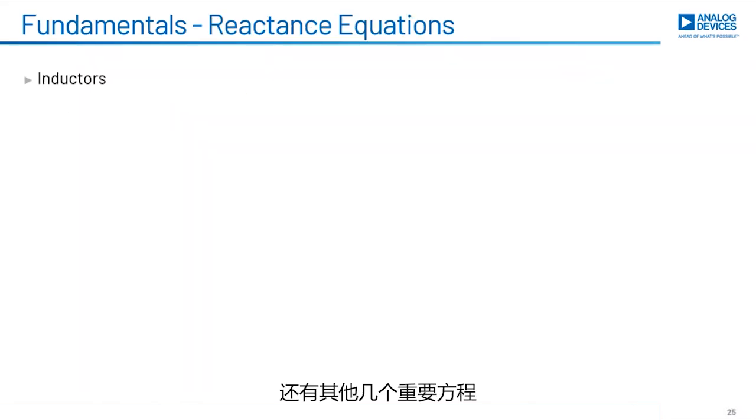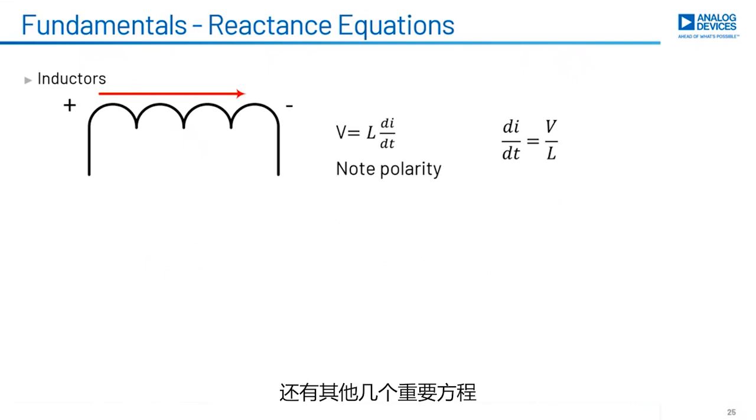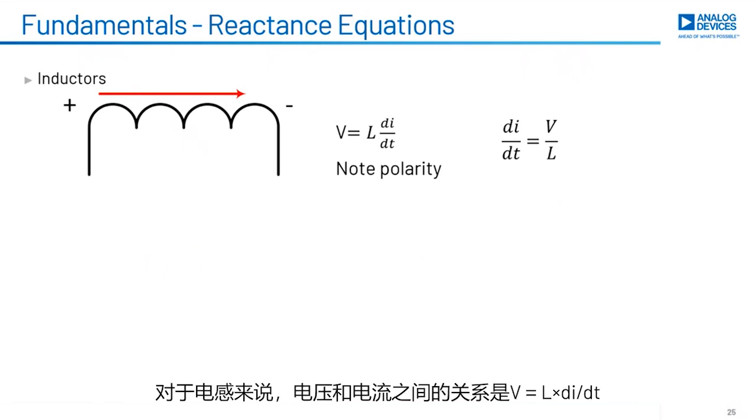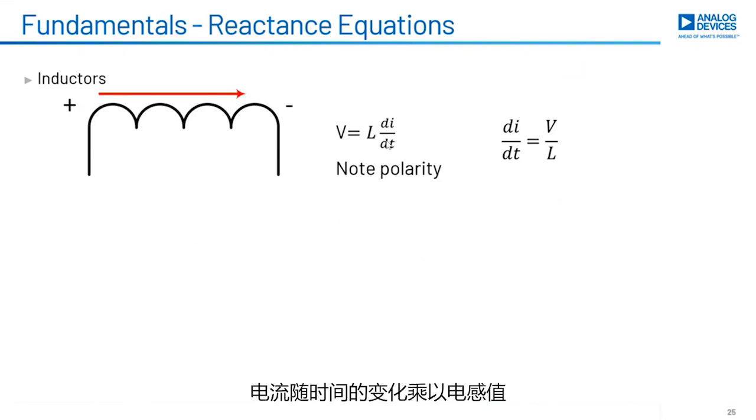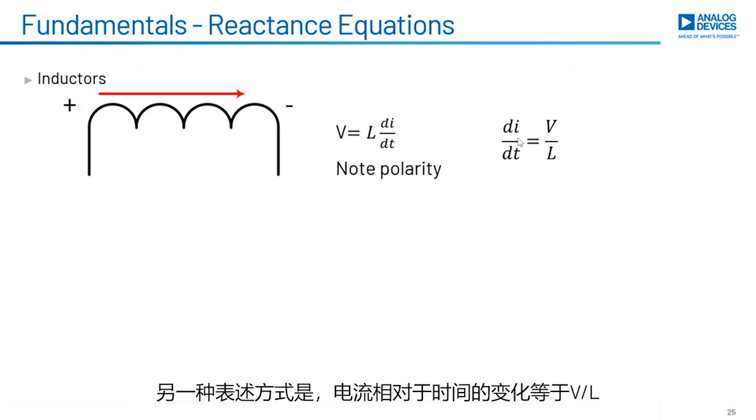A couple of other important equations. So these are for reactive components. So an inductor, the relationship between voltage and current, V equals L di/dt. So the change in current with respect to time multiplied by the inductance value will give you the voltage that shows up across the inductor. And the voltage is from plus to minus. Another way to formulate this is that the change in current with respect to time is V divided by L.